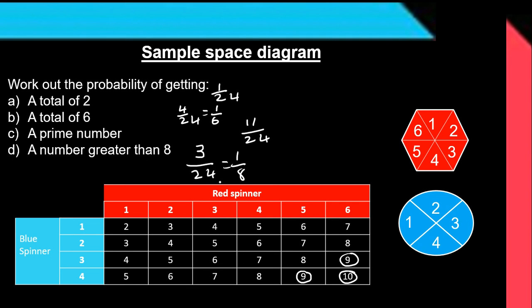And that's how you work out the probability from a sample space diagram. You list all the possible outcomes that you can have, and you do the number of successful outcomes divided by the total number of outcomes.